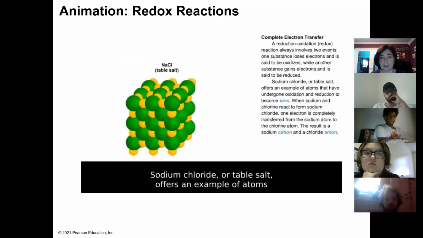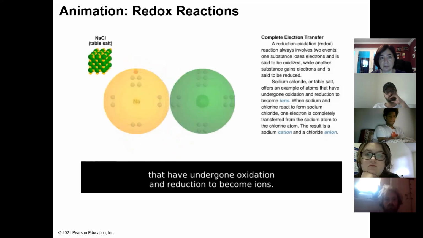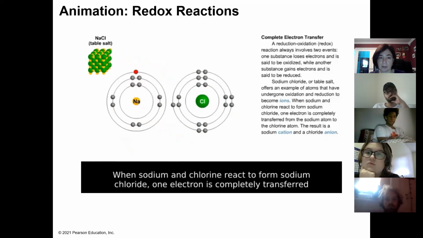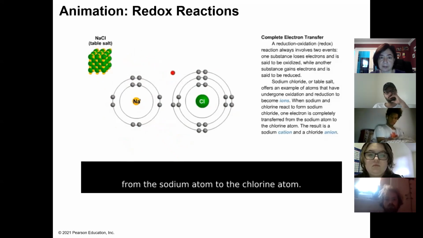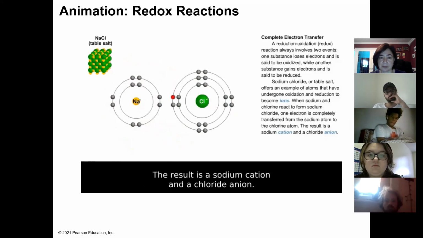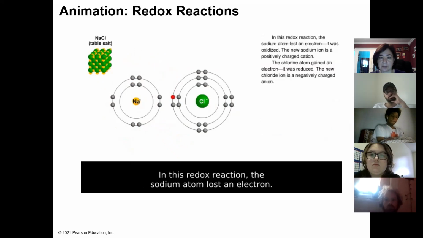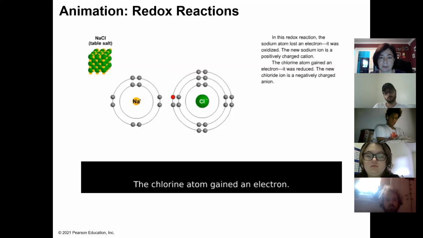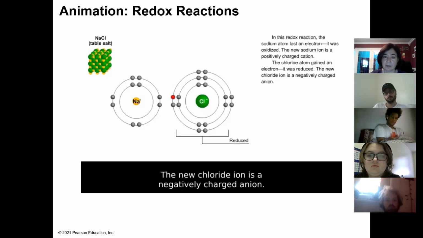Sodium chloride, or table salt, offers an example of atoms that have undergone oxidation and reduction to become ions. When sodium and chlorine react to form sodium chloride, one electron is completely transferred from the sodium atom to the chlorine atom. The result is a sodium cation and a chloride anion. In this redox reaction, the sodium atom lost an electron. It was oxidized. The new sodium ion is a positively charged cation. The chlorine atom gained an electron. It was reduced. The new chloride ion is a negatively charged anion.